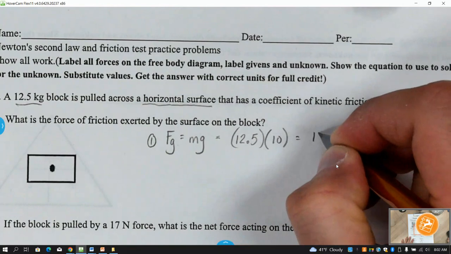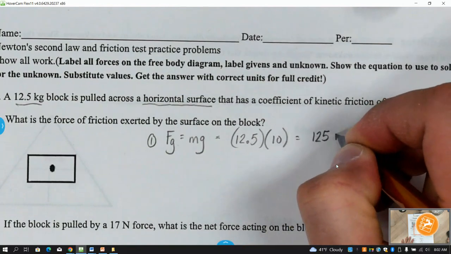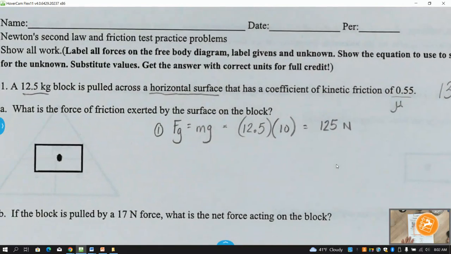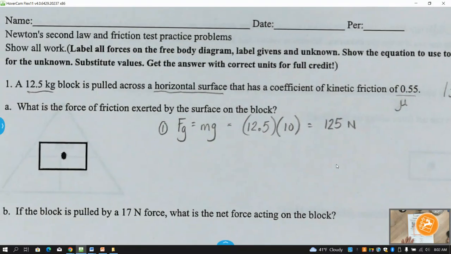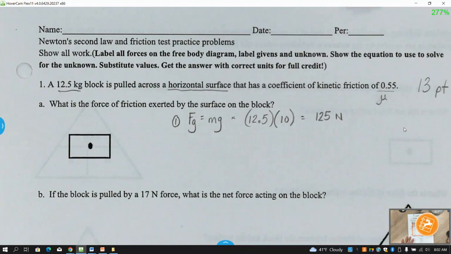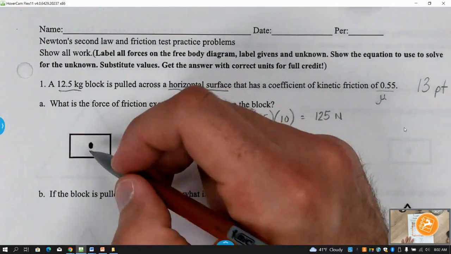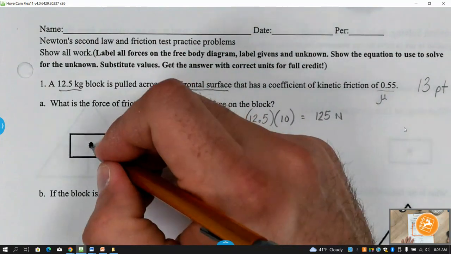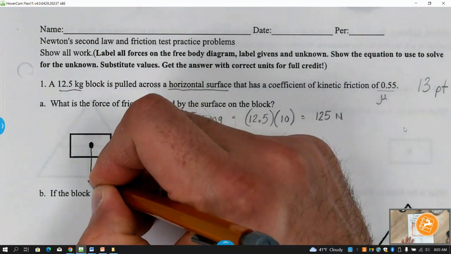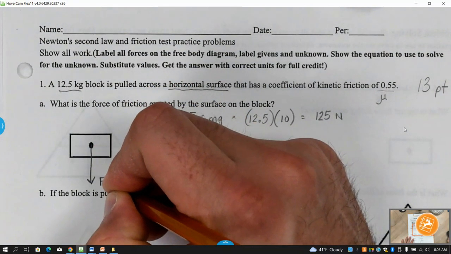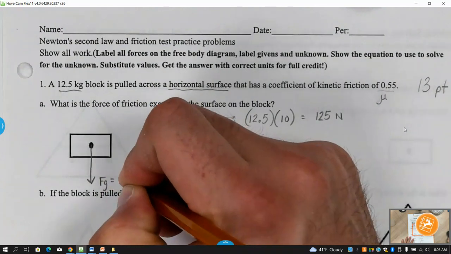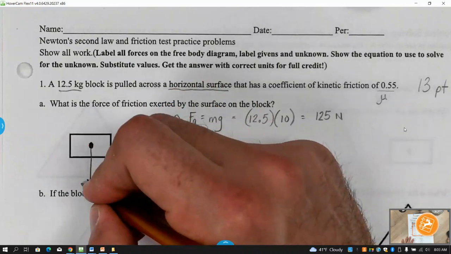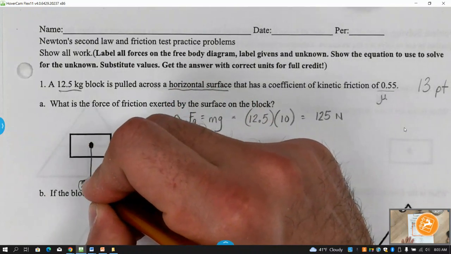This is going to equal 125 newtons. So my next thing I would do is I'm going to draw that in. What direction does Fg always go, guys? Down. Good. So we're going to draw a little down arrow. Label that Fg, and I'm going to say that that is equal to 125 newtons. That'll be my step 2 and my second point.